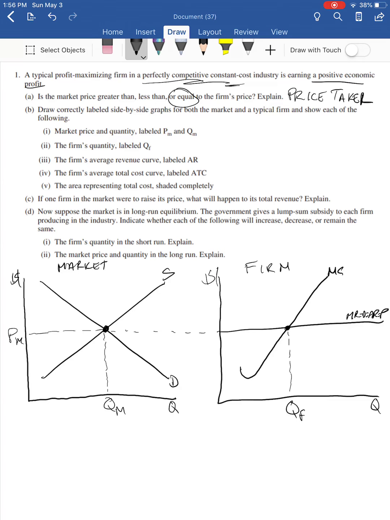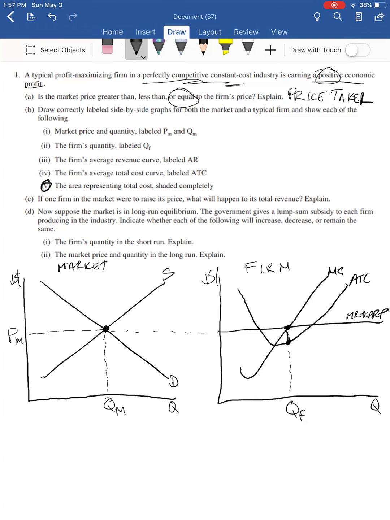And then we've got to put the average total cost in, and that's where the fact that they're earning positive economic profit tells us where to put the average total cost curve in, that at the profit maximizing quantity, the price that they're able to charge is going to be higher than the average total cost. And it wants us in this fifth part here to shade the area representing total cost completely.